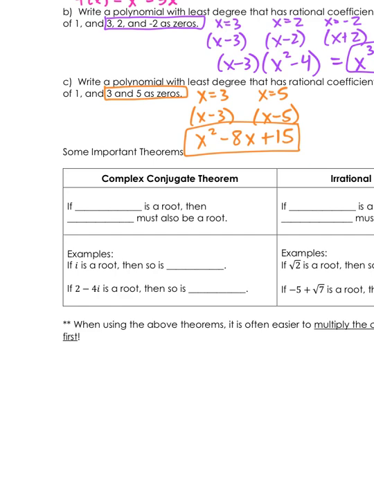So there are some theorems that I want you guys to know. We've talked a little bit about these before. The first one is the complex conjugate theorem. So when we talk about complex numbers, we're talking about imaginary, so we're dealing with our i's. So if I have something in the form a plus bi, if that is an answer, then its conjugate also has to be an answer. And remember, the conjugate, we're just changing the sign in front of the imaginary term. So this right here is the conjugate, the whole thing.